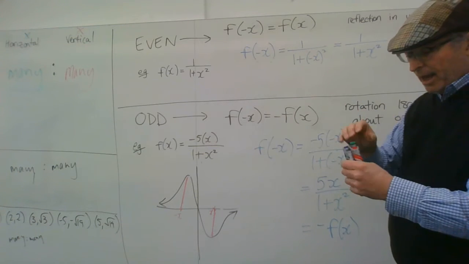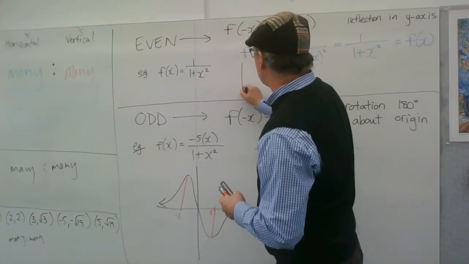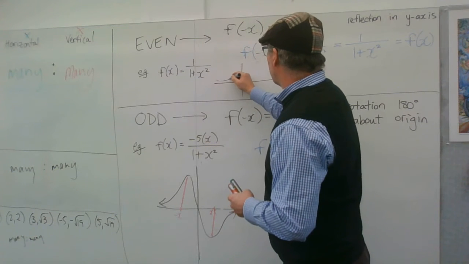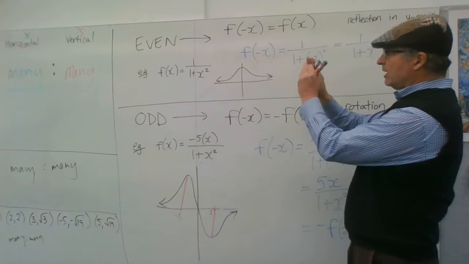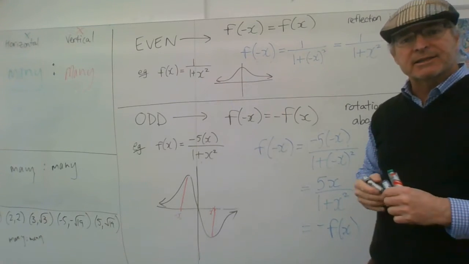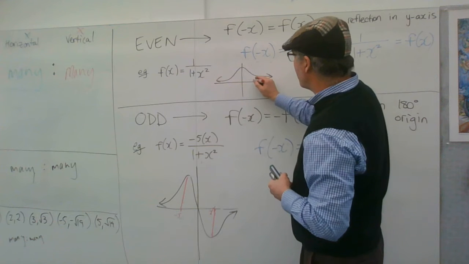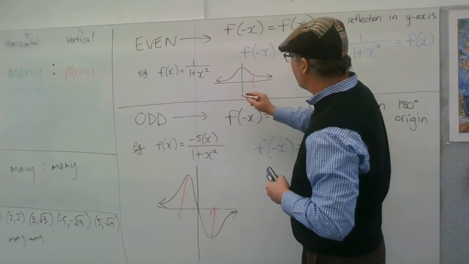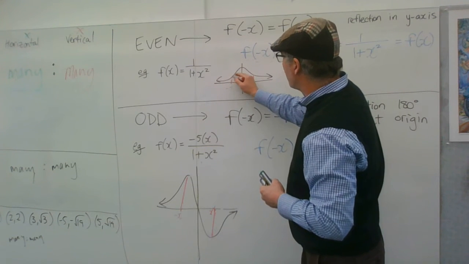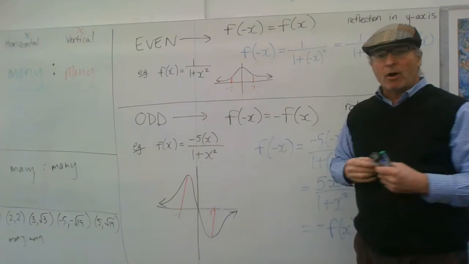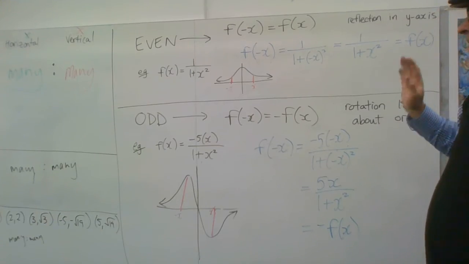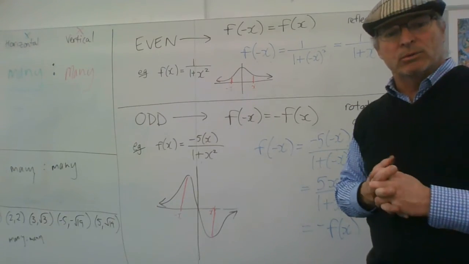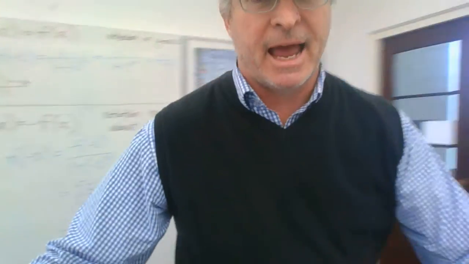Whereas this one up here, if you were to draw a picture of it, it would look something like that, vaguely. And you can see it folds over on the y-axis. And you can see that if you go out to x, you go up that high. And if you go out to minus x, you go up exactly the same. It's not the opposite direction or anything. So for an even function, f of minus x actually equals f of x. They've got the same y values.